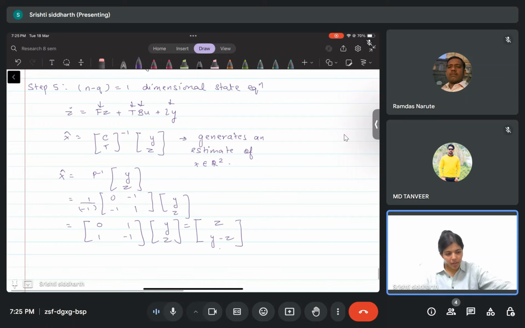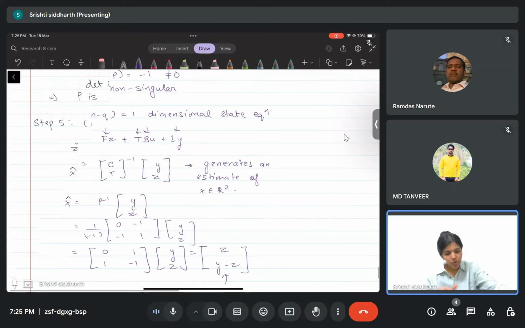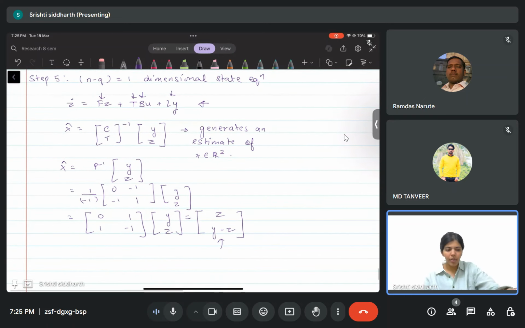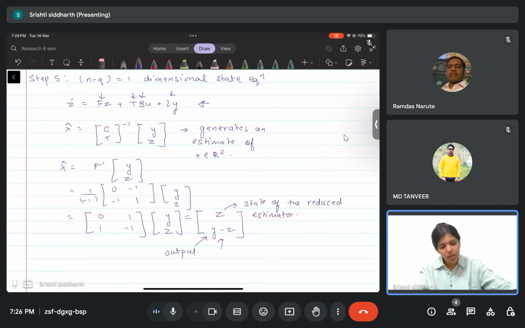So we have the output y. Then we can solve the state equation for z and find what z is. And then the estimate for the whole state x is simply z and y minus z. So this is the state of the reduced estimator. And this is again the output, which you already have. So output is a scalar and we have two states. The two states are estimated as z and y minus z.